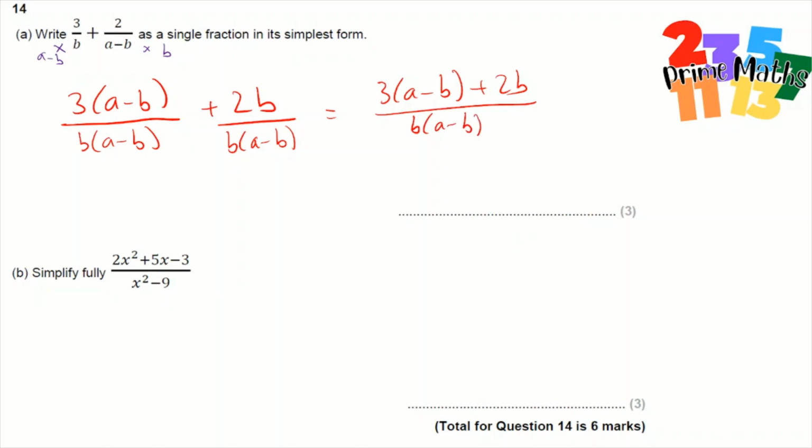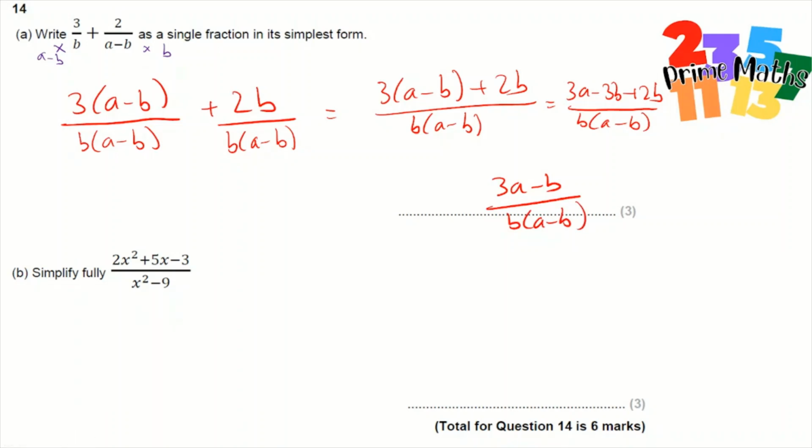The question asks for this in its simplest form, so expanding the bracket we get 3a minus 3b plus 2b divided by b lots of a minus b, and that gives us our answer in its simplest form. Minus 3b plus 2b is minus b, so 3a minus b over b lots of a minus b.